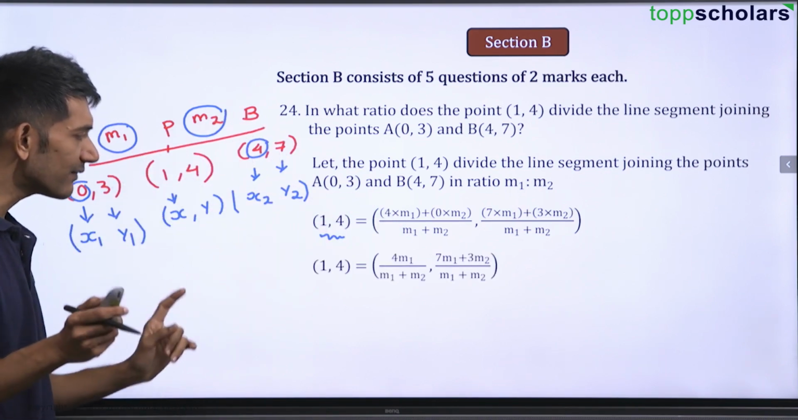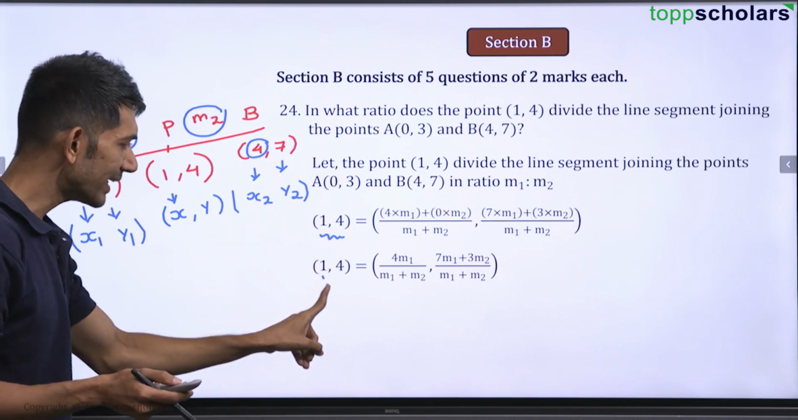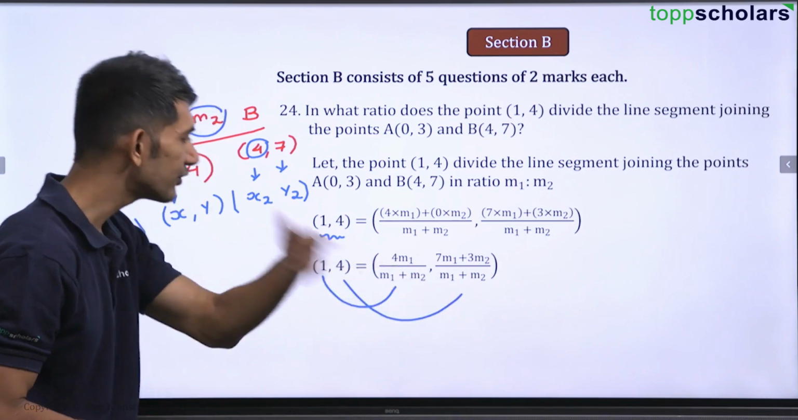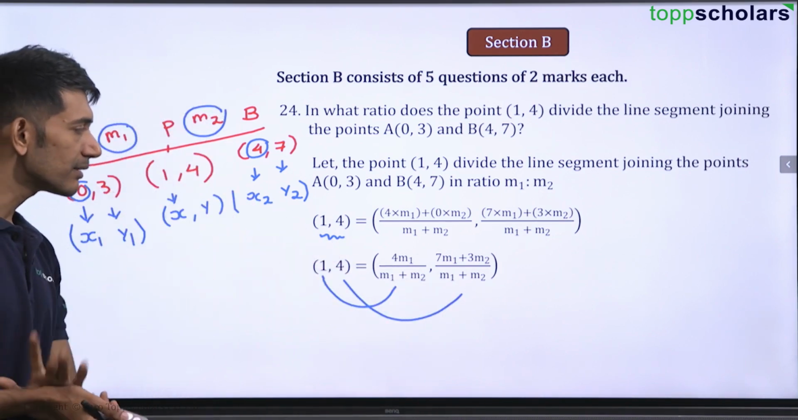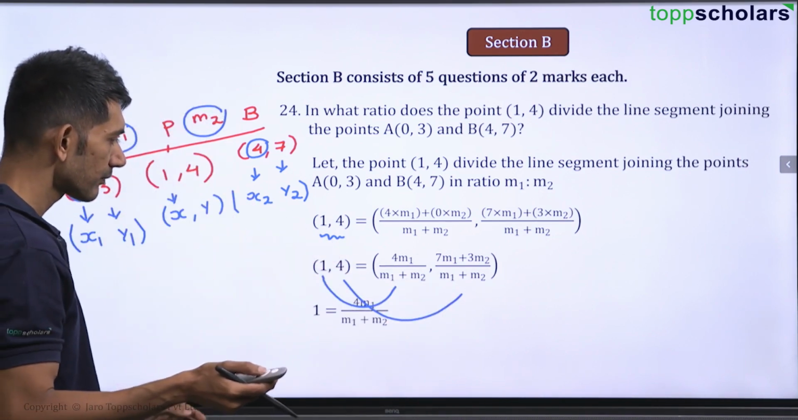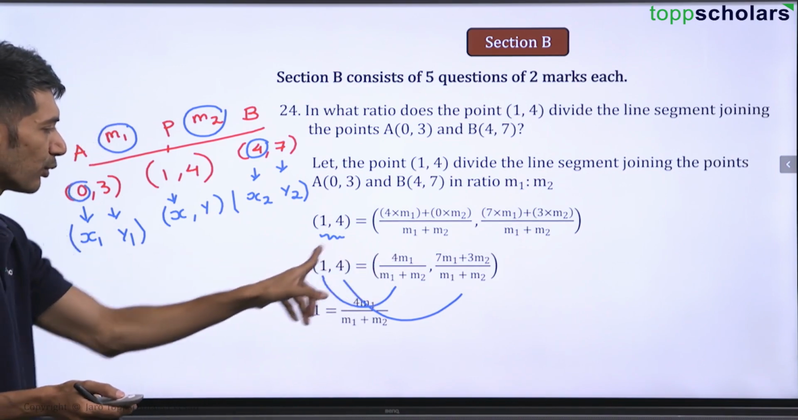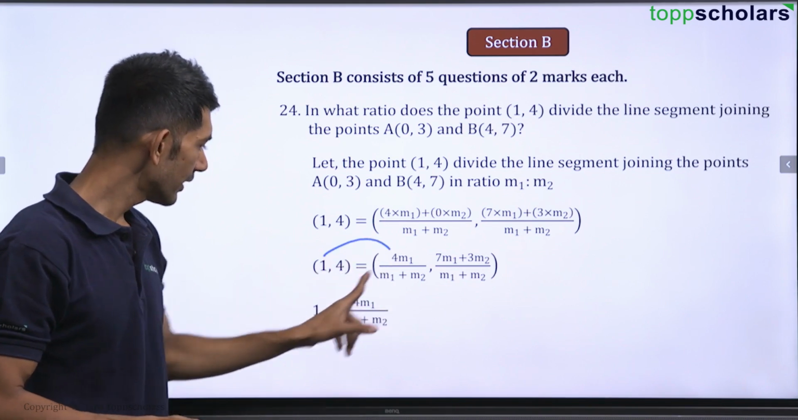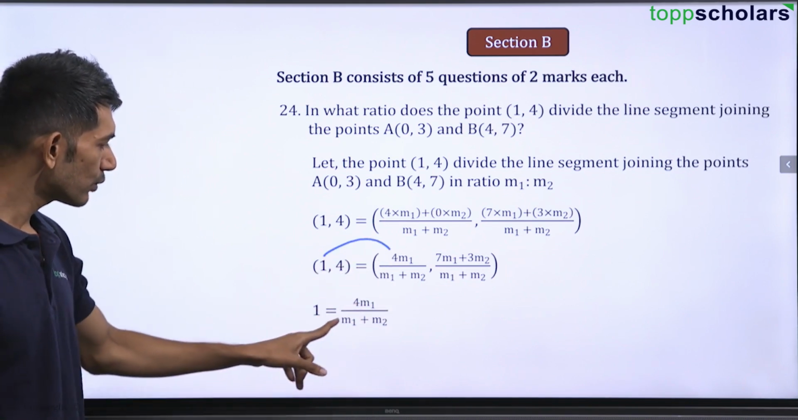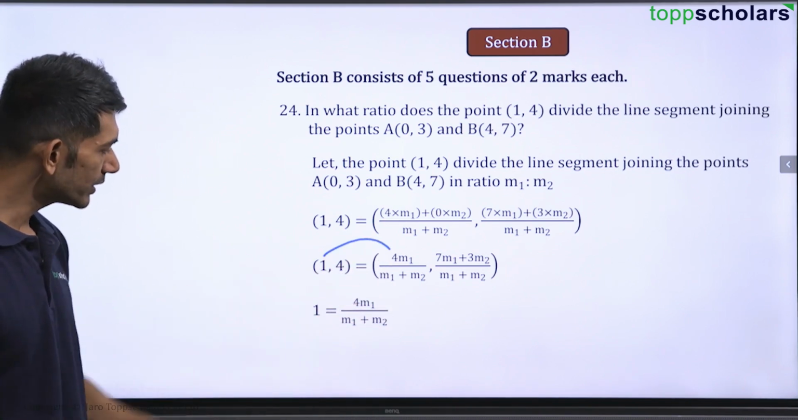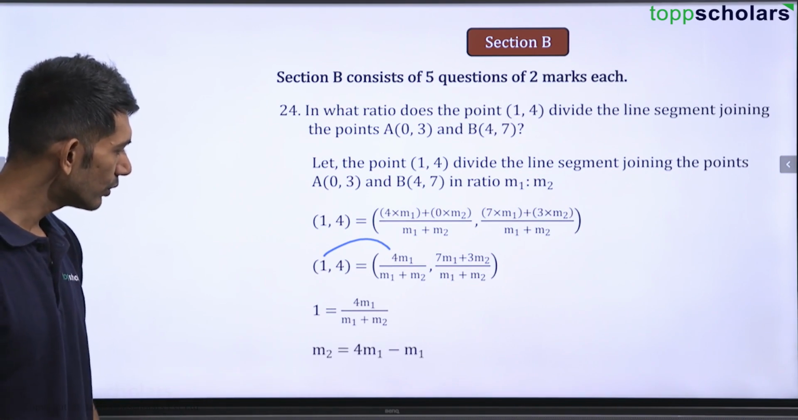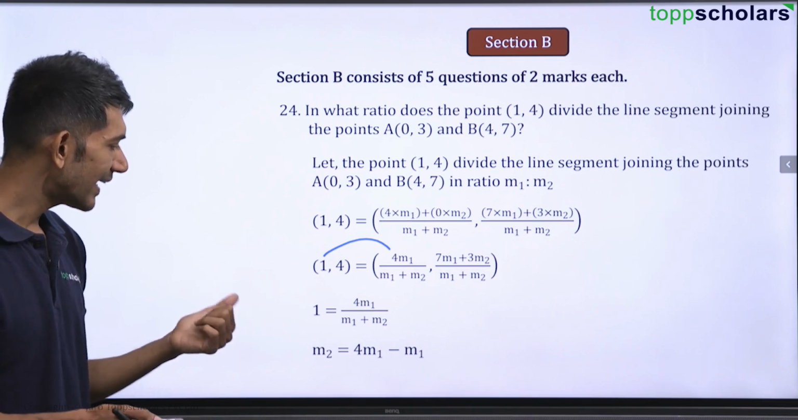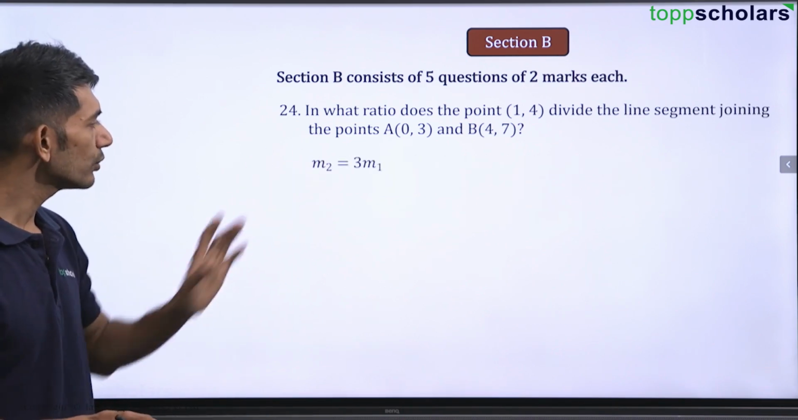Now you pick up any one value, like you can equate 1 with this or you can equate 4 with this. That's your choice. Whatever is simpler for you, do that. I'm taking the first one because that is simpler, because I have just 1 here. So now I can say 1 is equal to 4m1 by m1 plus m2. Take m1 plus m2 to the other side. m1 plus m2 is equal to 4m1. So m2 is equal to 4m1 minus m1, that is 3m1. So m2 is equal to 3m1.